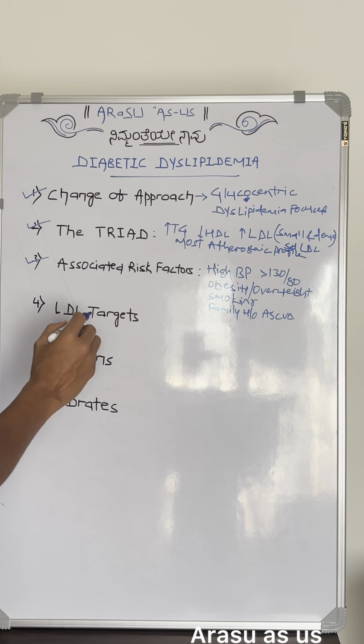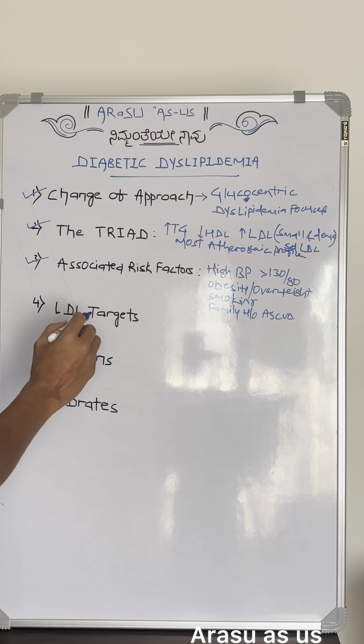First is the change of approach nowadays and the triad of diabetic dyslipidemia. Then we will look at the associated risk factors. Then what are the target LDL levels when we are treating diabetic dyslipidemia. Then what about the usage of statins. Then when to consider fibrates. So these are the most practical things which we have to know when we are dealing with diabetic dyslipidemia.